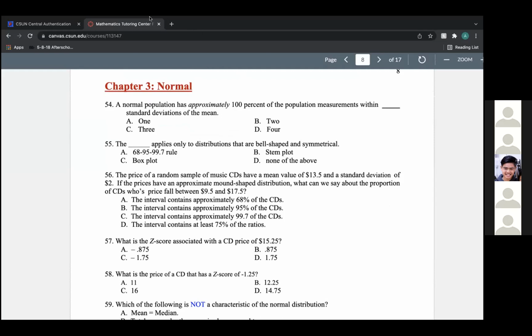Okay, a normal population has approximately 100% of the population measurements within 1, 2, 3, or 4 standard deviations. Well, 3 is 99.7%, and 4 is closer to 100 than 3 is. I would say 4. If one of those is the best guess, why not pick the closest, which is 4? I've never used 4 in my class. You do 1, 2, 3: 68, 95, 99.7. But if you're just approximating, then 4 is better than 3. So I'm going to go with D.